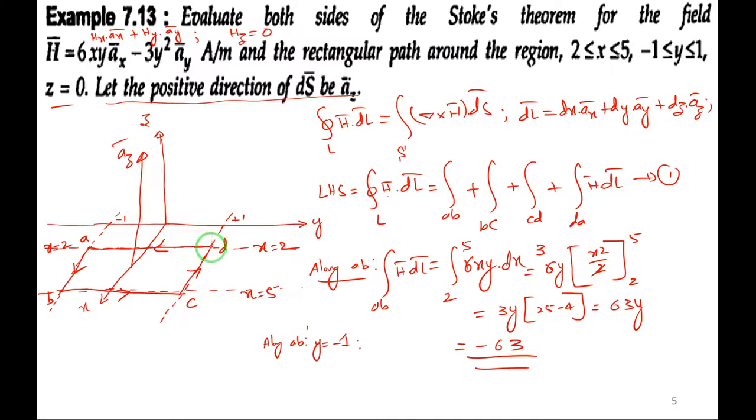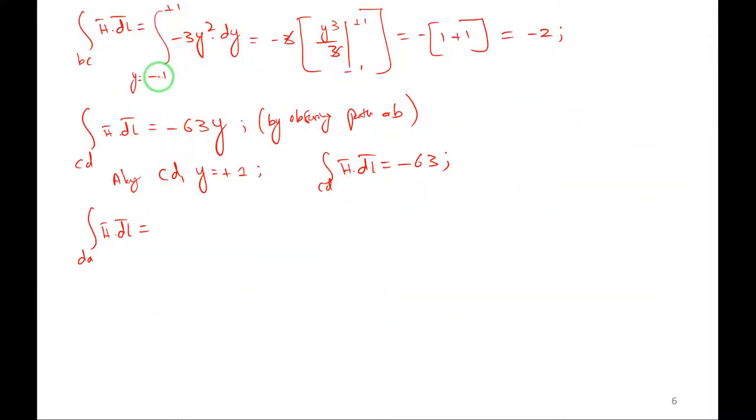So if I reverse, because next I am taking from D to A. So if I take from B to C, the limits are -1 to +1. If I take from D to A, it is +1 to -1. So limits will change, +1 to -1. So I will be getting +2 here. So this I am getting +2 by observing path BC, right? By observing BC path. So it is exactly, it means limits will change, right?